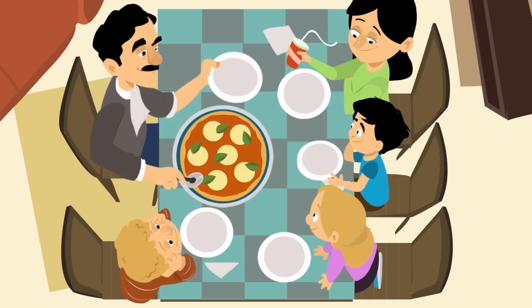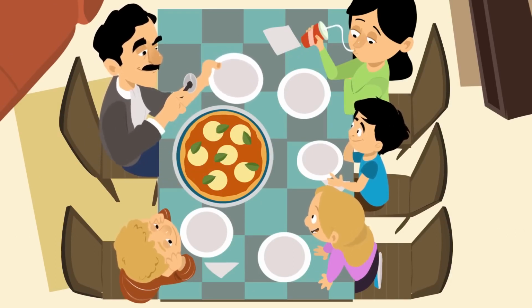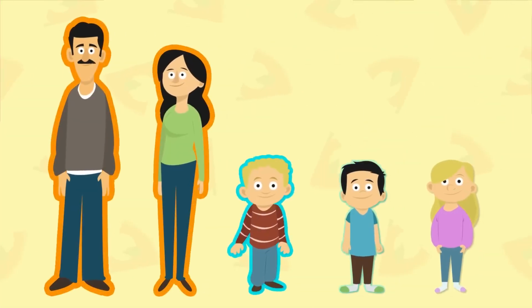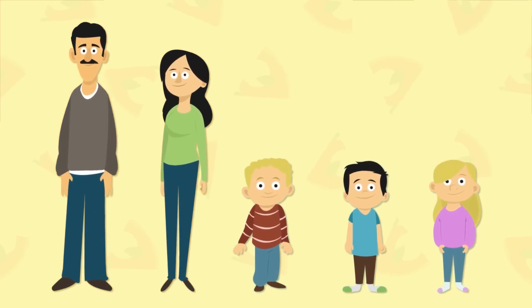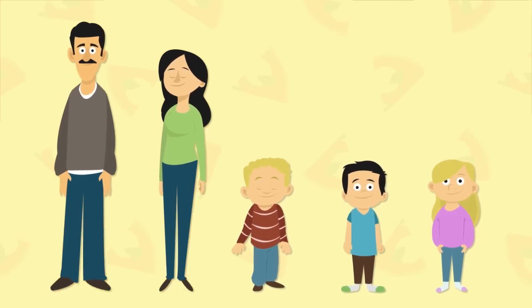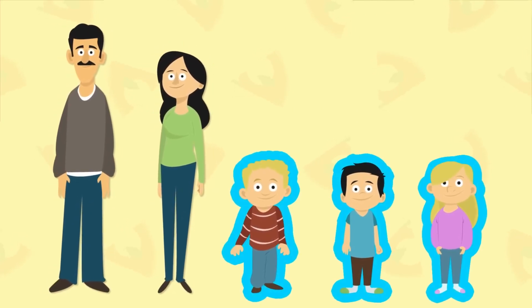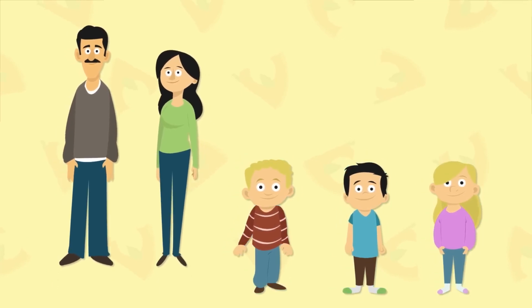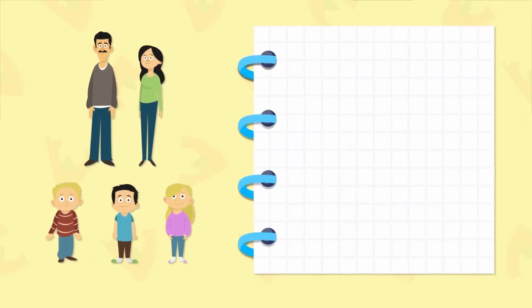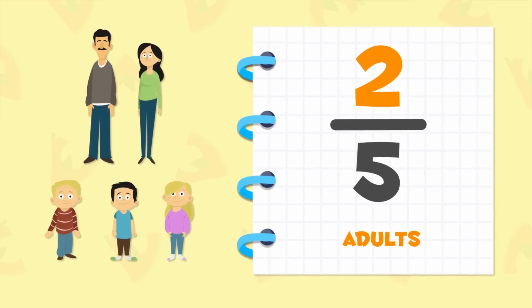Mmm, so yummy. Anna, tell us what you've learned about fractions. A fraction can be a part of a whole. For example, we are a family of 5. 2 adults, mom and dad, and 3 kids. Me and my siblings. Very well. So what fractions would reflect this data? I know that 2/5 of the group are adults.